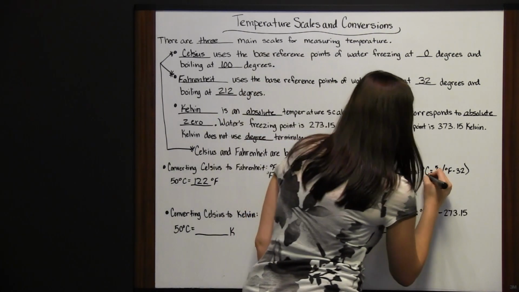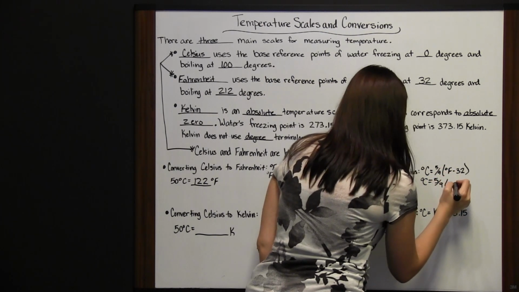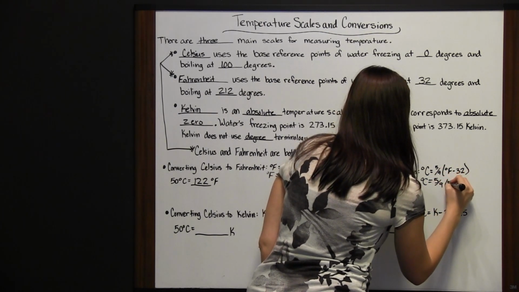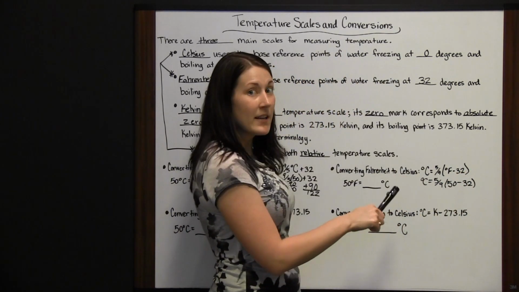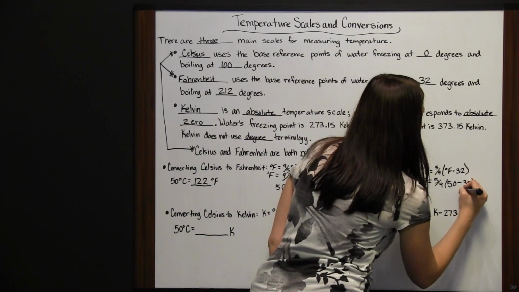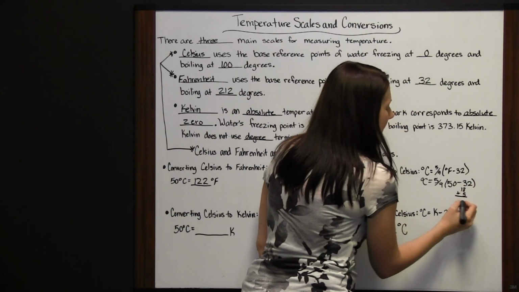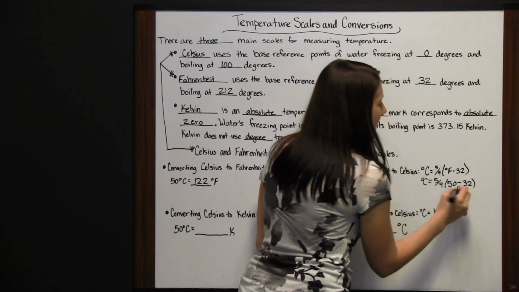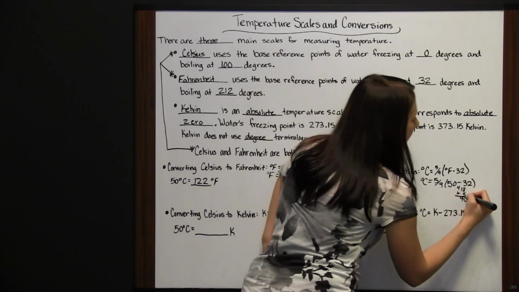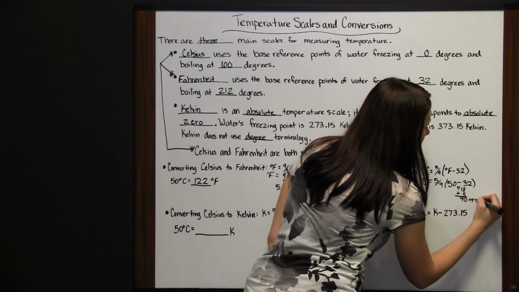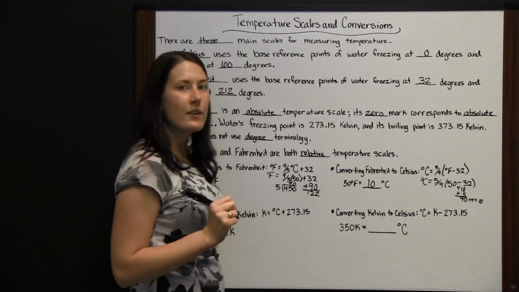So we're going to plug in degrees Celsius equals 5/9 times 50 minus 32. Okay, so 50 minus 32 is 18, and we need to do 18 times 5. 8 times 5 is 40. 5 times 1 is 5, plus 4 is 9. And then 90 divided by 9 equals 10. So 50 degrees Fahrenheit equals 10 degrees Celsius.